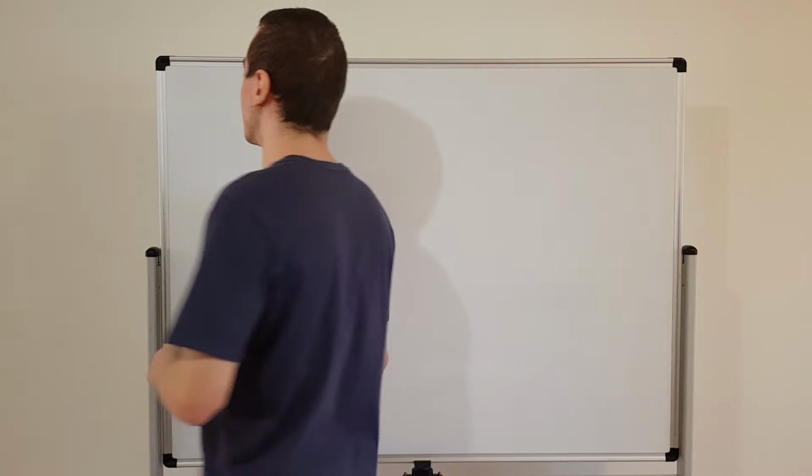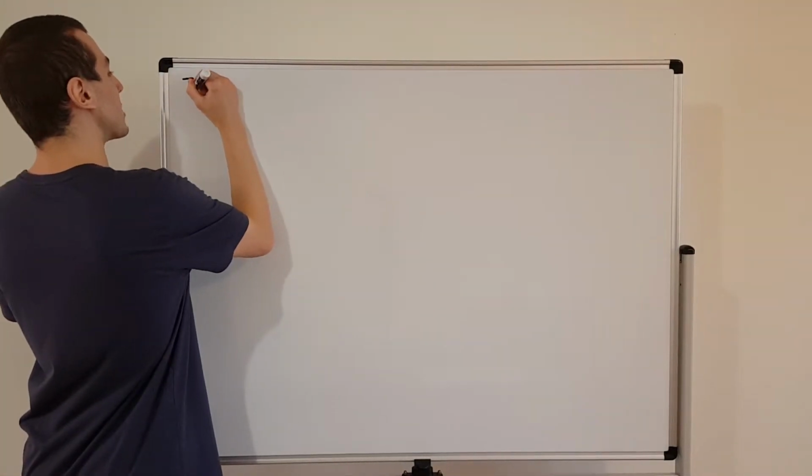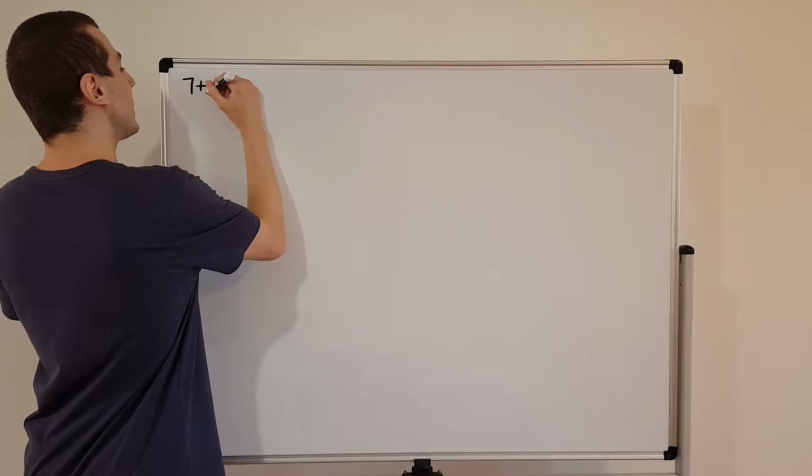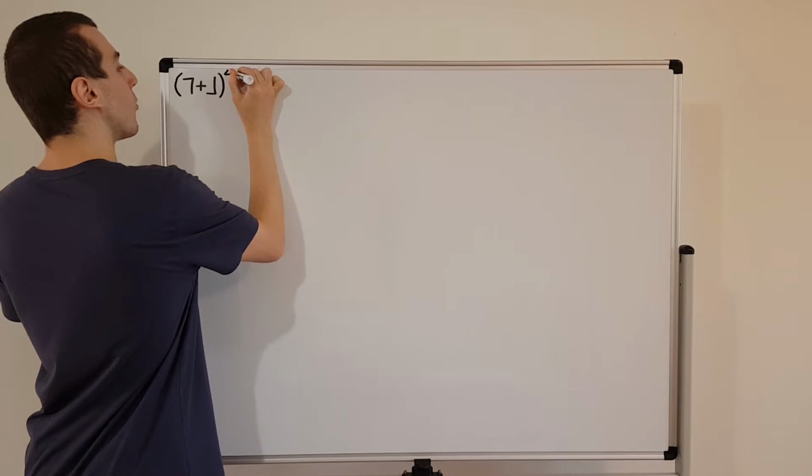Let's investigate the quartic expansion for the sum of the creation and annihilation operators. The expression that I'm interested in looks like this. We have the creation operator plus the annihilation operator, all raised to the power of 4.